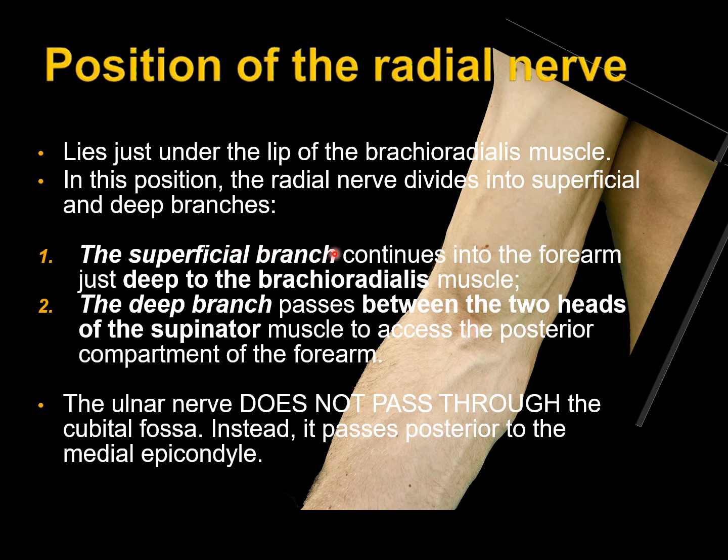The superficial branch continues into the forearm just deep to the brachioradialis, while the deep branch passes between the two heads of the supinator to access the posterior compartment of the forearm. The ulnar nerve does not pass through the cubital fossa. Instead, it passes posterior to the medial epicondyle.